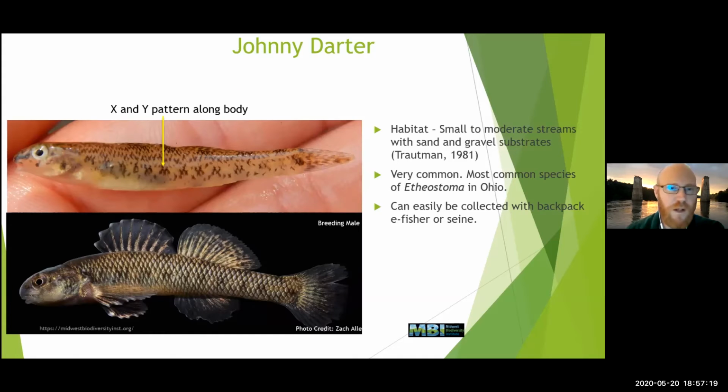Johnny darters, these guys are pretty bland. The bottom is a male in color, which is pretty cool. They get really dark, but generally you find them, they're kind of boring. They have these X's and Y pattern along the side towards the bottom. They generally like smaller streams. They prefer sand. They like smaller substrates. They're pretty common. And you can easily collect them with a backpack electrofisher or seine.